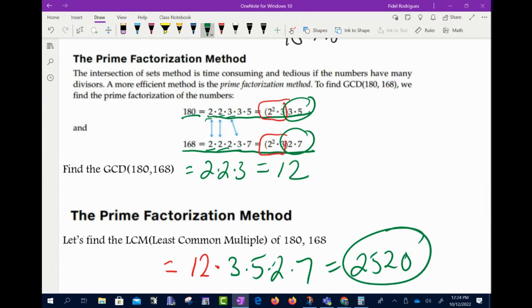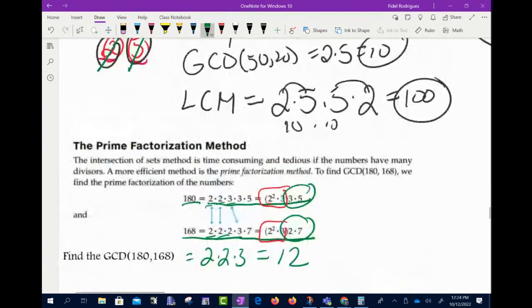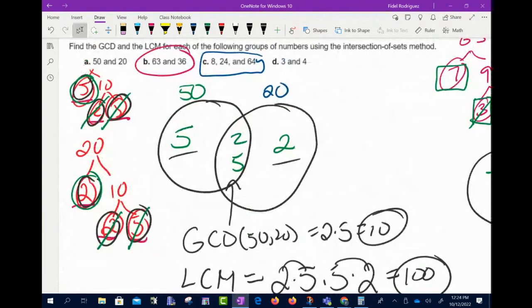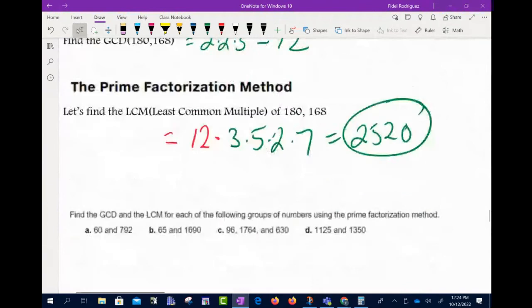But y'all, when we did the intersection of sets, we really did find the prime factorization. Okay, I think the nice thing about doing the intersection of sets method is that it's visual. You can kind of see, we're going to put the ones that they have in common in the middle. That's going to be my greatest common divisor. Those, along with all the other numbers, is going to give me my least common multiple. But in essence, we're really doing the same thing here, okay?